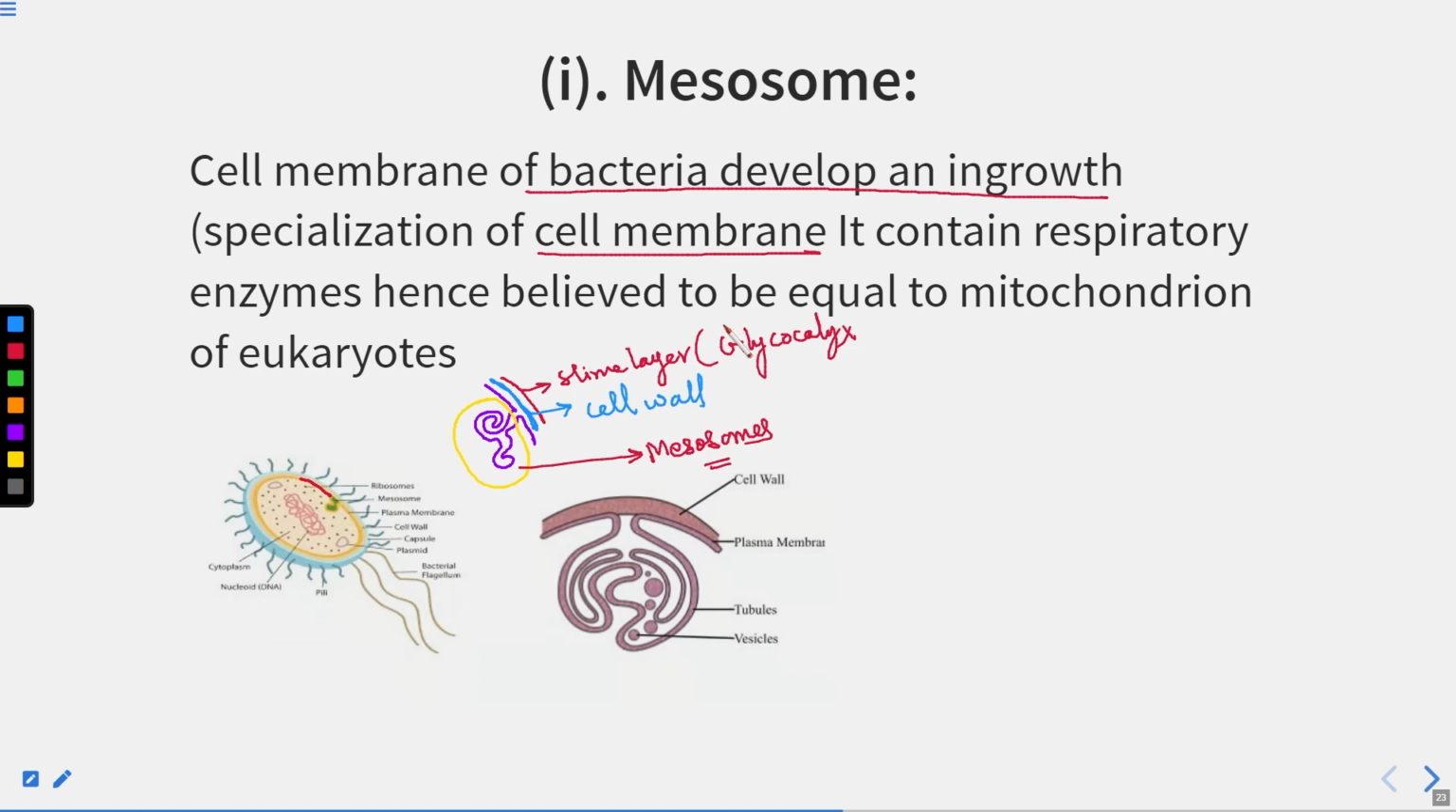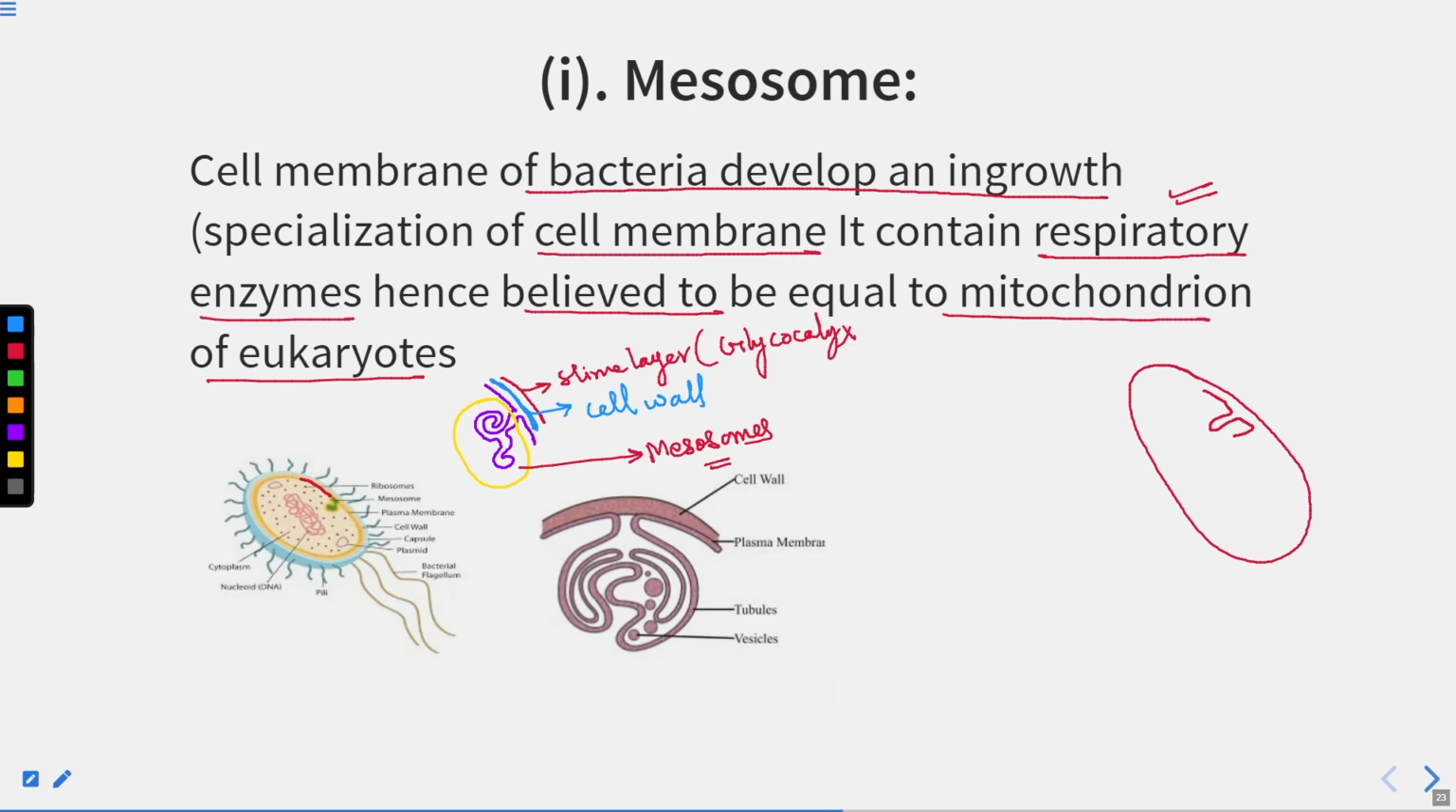So this is the specialization of the cell membrane. The cell membrane at some places gets specialized and invaginates itself, and it contains respiratory enzymes. Very, very important. It is containing the respiratory enzyme and hence is believed to be equal to the mitochondrion of eukaryotes, because what we see in the case of mitochondria, suppose this is a mitochondria. I'm drawing a rough figure and you can see the inner membrane of the mitochondria invaginate itself and form a cristae-like structure like this.